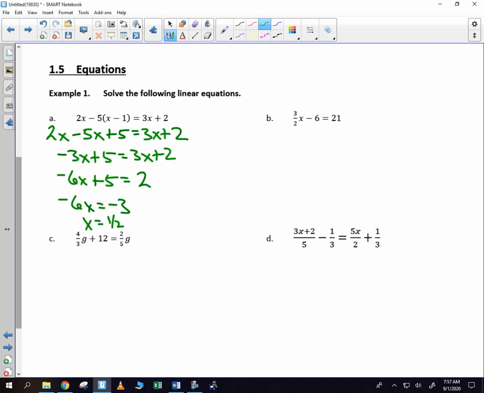In this situation, we add 6. 3 over 2 x is equal to 27. To get rid of that fraction, we multiply by the reciprocal. X is 27 divided by 3 is 9 times 2 is 18.